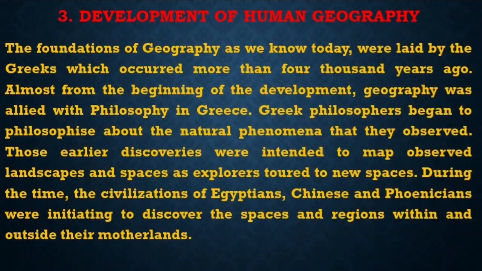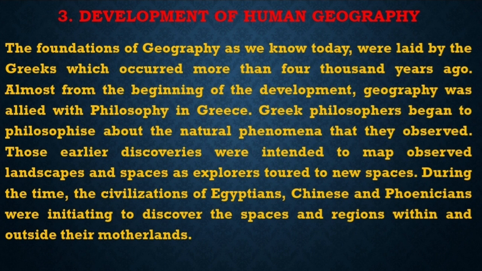The third section is the development of human geography. The foundations of geography as we know it today were laid by the Greeks, more than 4000 years ago. Almost from the beginning of its development, geography was allied with philosophy in Greece. Greek philosophers began to philosophize about the natural phenomena that they observed. Those earlier discoveries were intended to map observed landscapes and spaces as explorers toured new spaces.